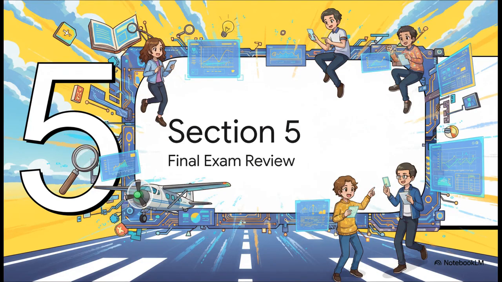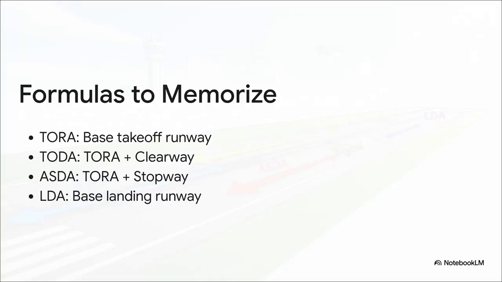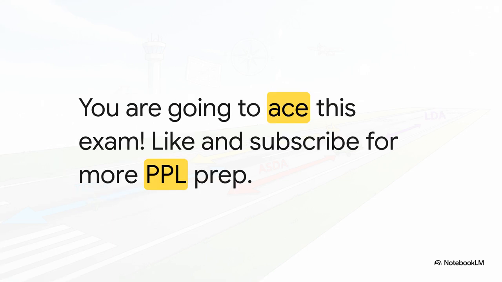Section 5. Final Exam Review. Okay, let's bring all these concepts together into one rapid-fire study sheet so you can lock in that passing score. I want you to take a mental screenshot right now. Seriously, these 4 formulas are the absolute key to passing this section of your ground exam. Ready? TORA is your base takeoff runway. TODA is your TORA plus your Clearway. ASDA is your TORA plus your Stopway. And LDA is your base landing runway. If you memorize this, you'll be absolutely golden. Trust me on this, you are fully prepared to tackle these questions now. You understand the math, the logic, and the actual physical reality of the runway.